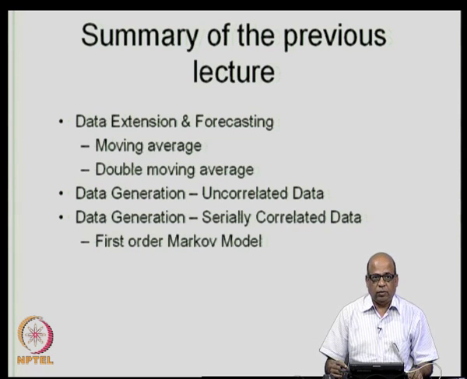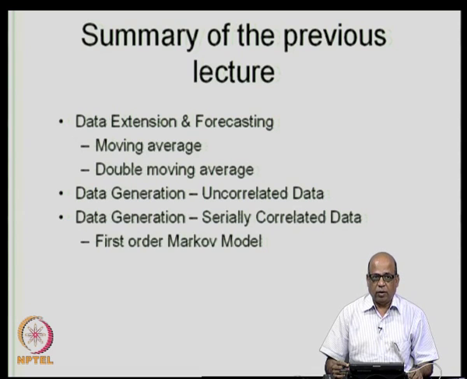Then we discussed the data generation methods. In one of the earlier lectures, we had discussed data generation of uncorrelated data, where we use the distributions of the particular data and then generate data from that particular distribution by using the CDF and equating the CDF value to a uniformly distributed random number.